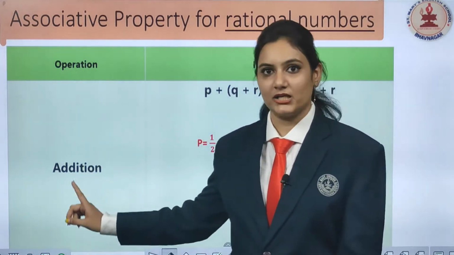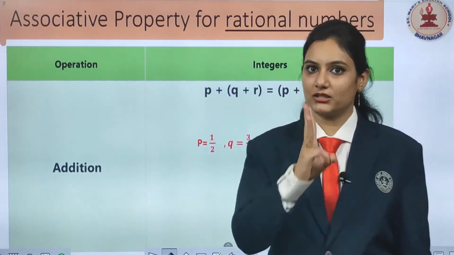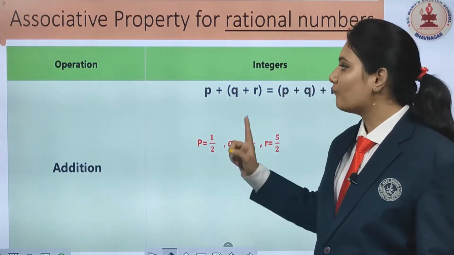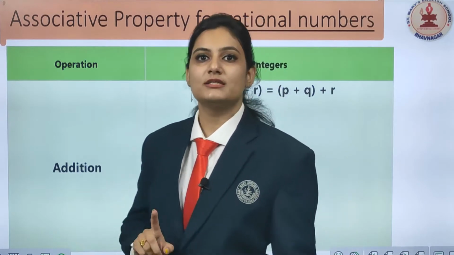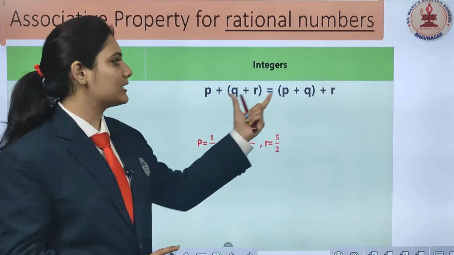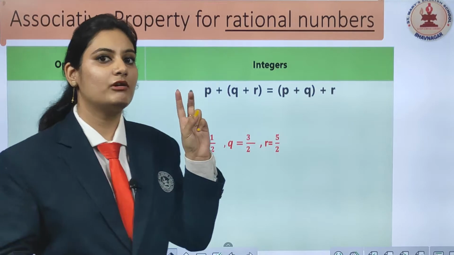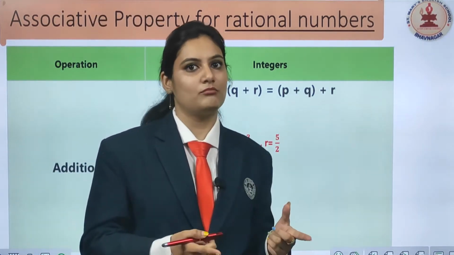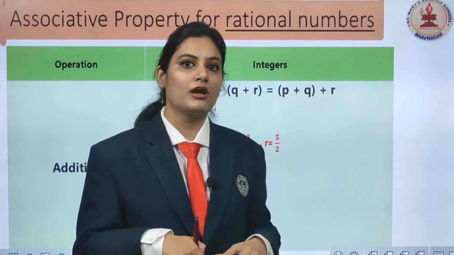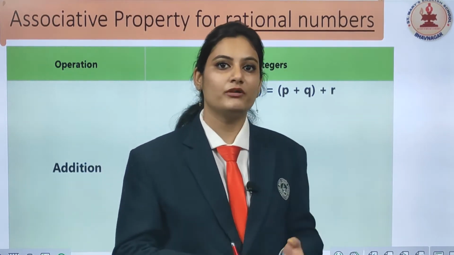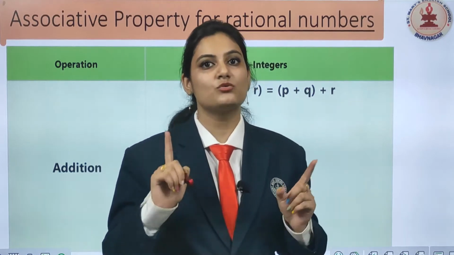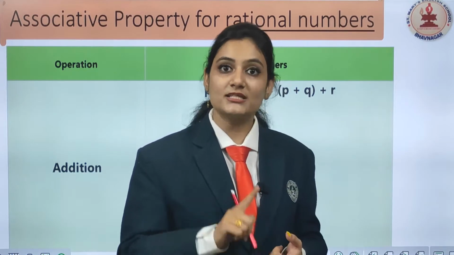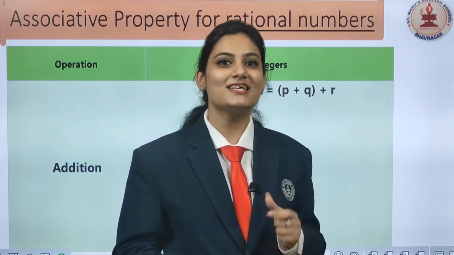Now first it is addition. We will take three numbers: 1 by 2, 3 by 2, 5 by 2. We have to solve this sum, with an LHS and an RHS. On the LHS we take two numbers into a bracket, and on the RHS we take the other two numbers into a bracket, and then we solve. The next step is to check whether LHS is equal to RHS or not. If yes, then the operation is closed under this property, otherwise it is not closed.